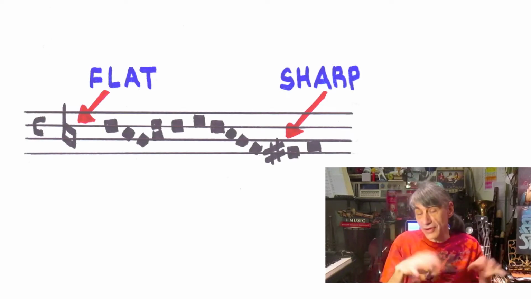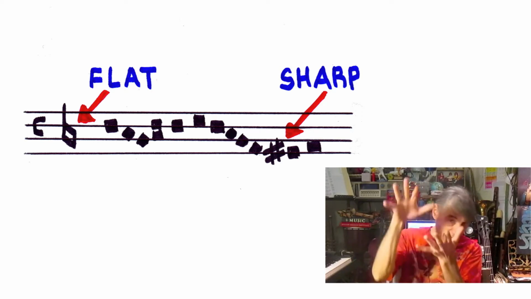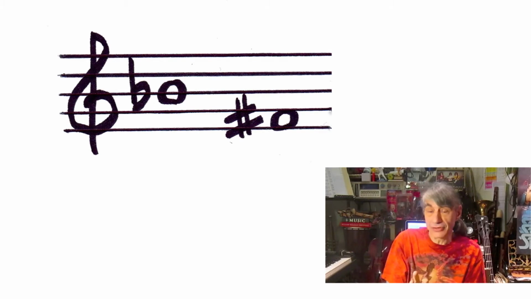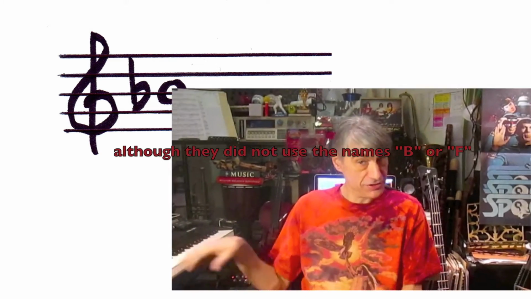And every once in a while, a note would have to go up or down, and they eventually came up with the concept of a flat and a sharp. A flat would put a note down, and the sharp would put a note up. And that only ever happened on what we now know as two notes. The note B is the only one they ever flatted, and the note F is the only one they ever sharpened.